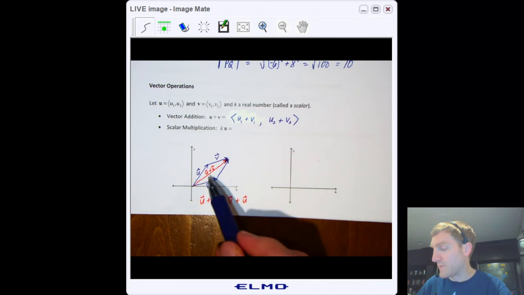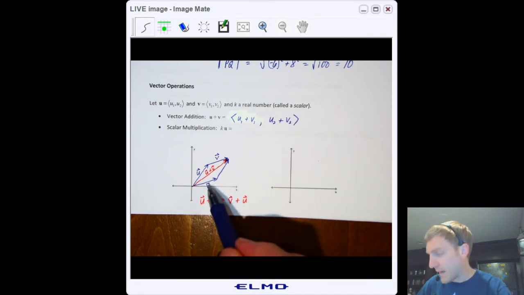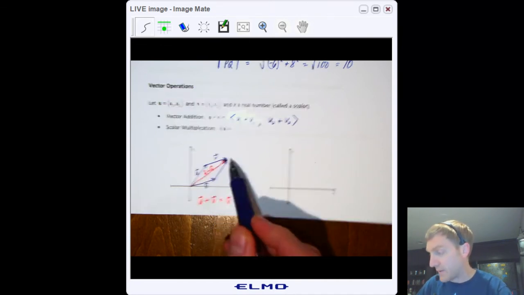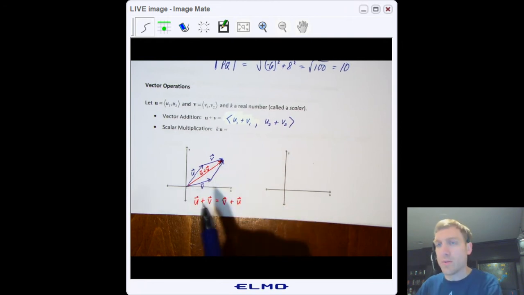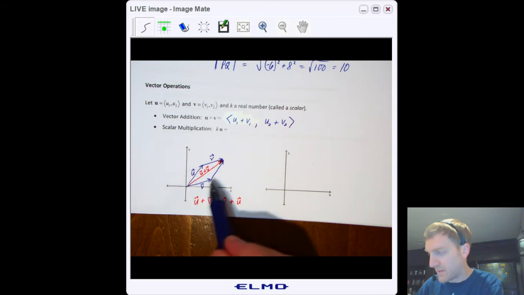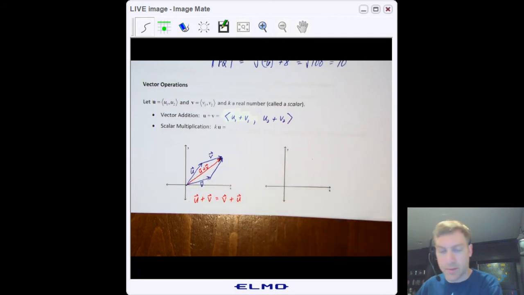So that's visually what u plus v looks like. Take vector v, stick it at the end of vector u, and then go from the beginning of u to the end of v. We are going to do this later in application problems to visualize adding vectors. That's how you do that.